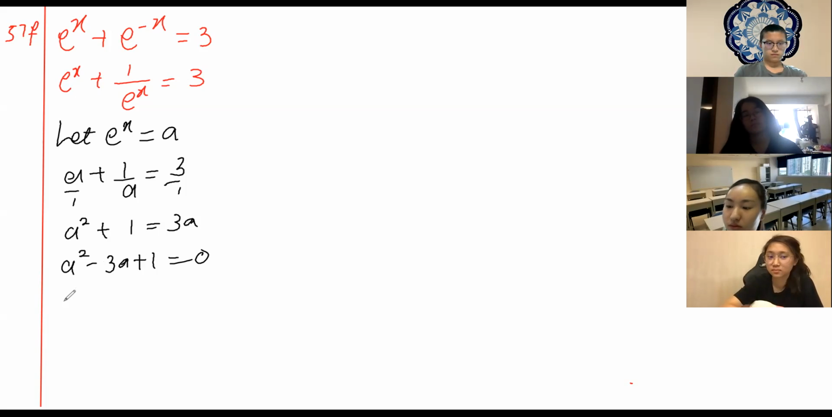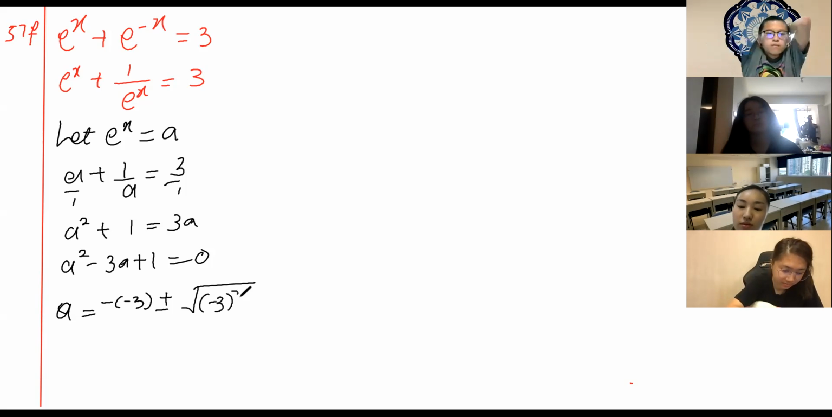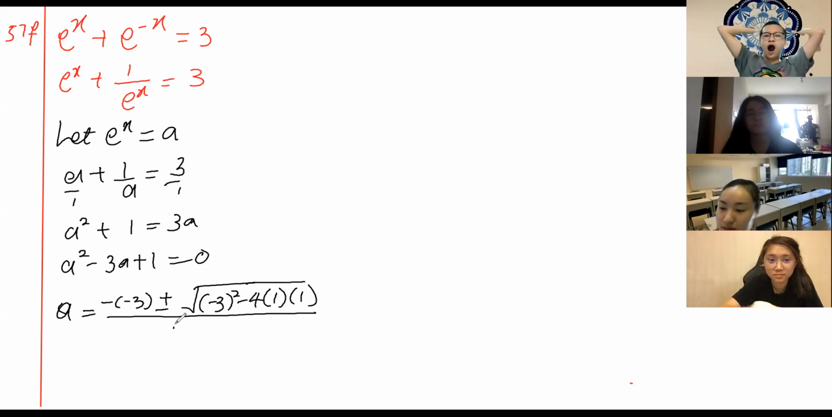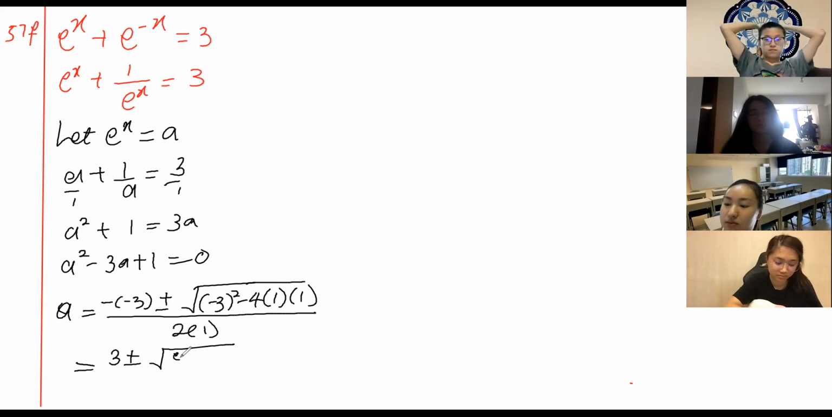So by the quadratic formula, a will be minus b plus or minus root b squared minus 4ac, divided by 2a. Unfortunately, a is the variable here, and maybe I change the variable. I'm just going to state it without stating the formula. So minus b would be minus minus 3, plus or minus root 3 squared minus 4 times 1 times 1, divided by 2 times 1. Does everybody get this? So that's 3 plus or minus root 9 minus 4. That's 3 plus or minus root 5, over 2.